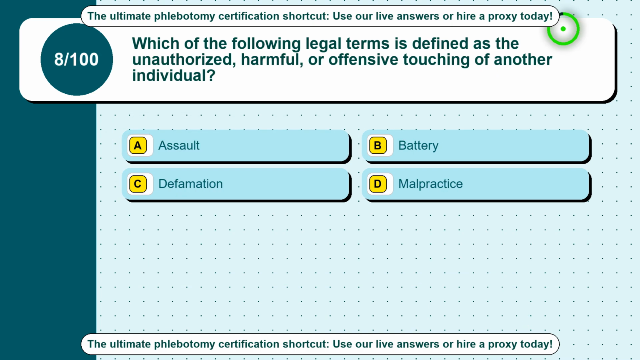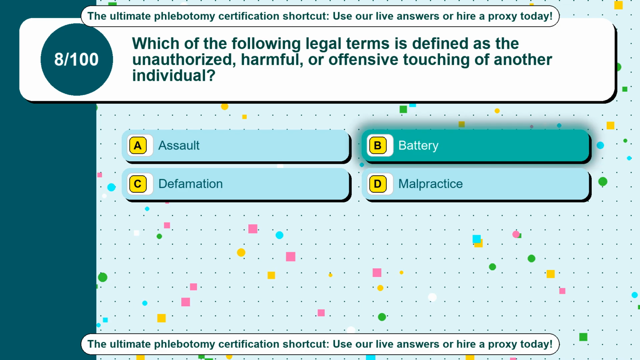Question 8. Which of the following legal terms is defined as the unauthorized, harmful, or offensive touching of another individual? Option A, assault. Option B, battery. Option C, defamation. Option D, malpractice. The correct answer is option B, battery.